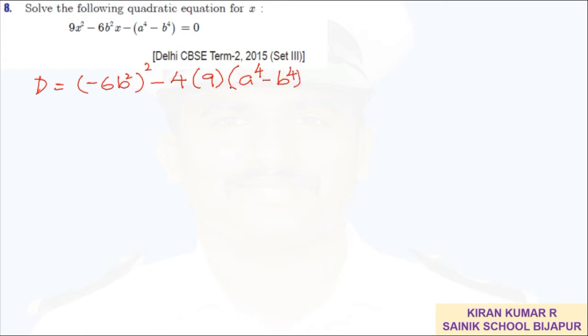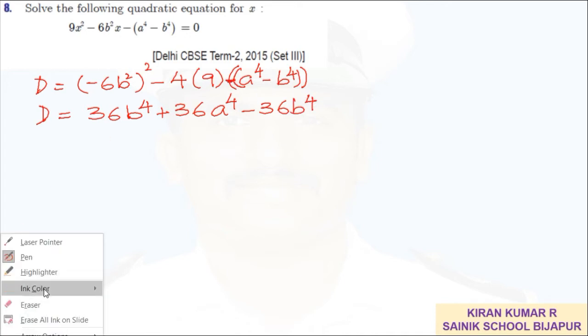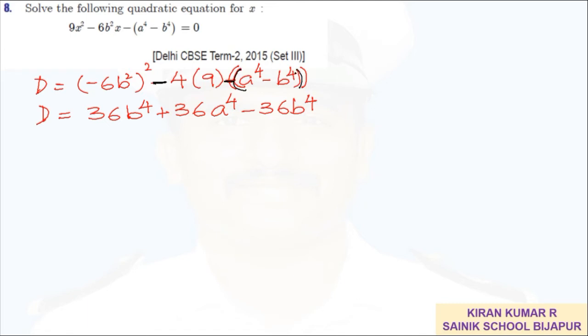Is it? No. Here it is negative. So I have to use one more bracket. This becomes 36b raised to the power 4, minus of minus here becomes positive 36a raised to the power 4 minus 36b raised to the power 4, because here it is negative. Let me change the color and I will write this minus. Here there is one more minus, minus of. Alright.